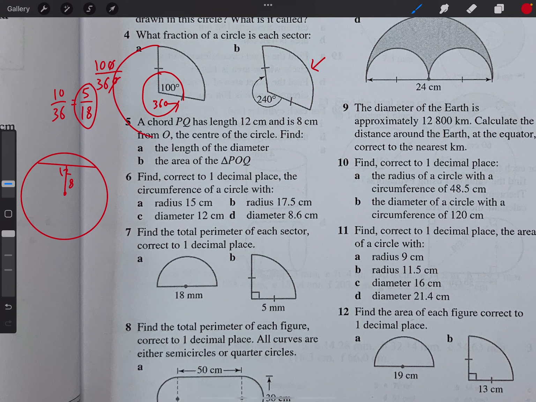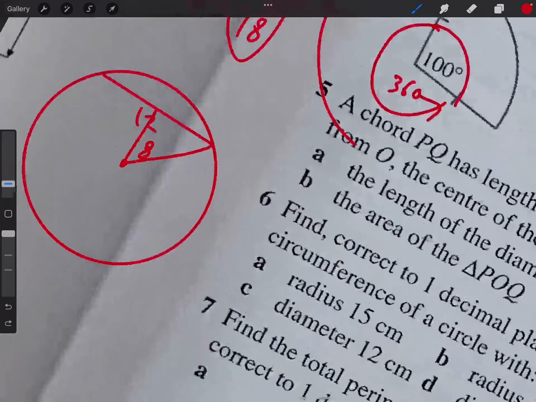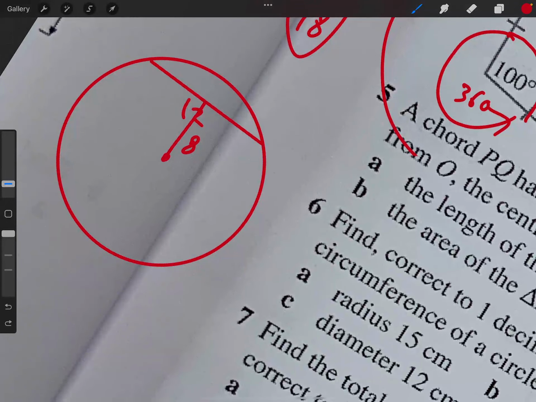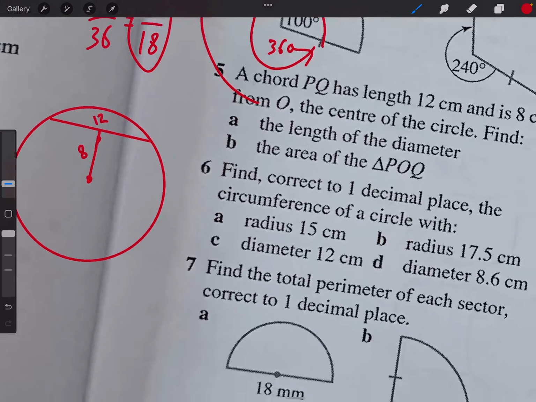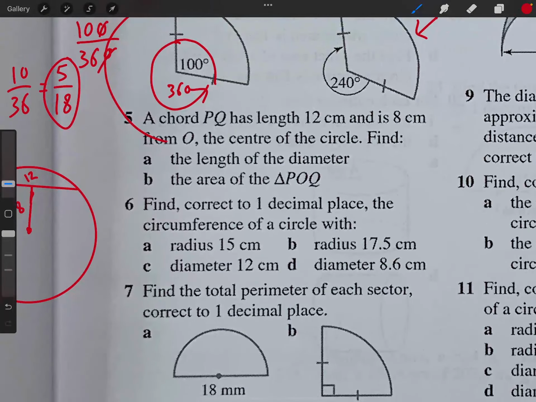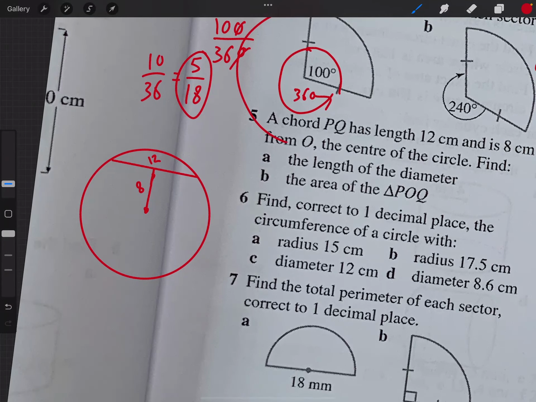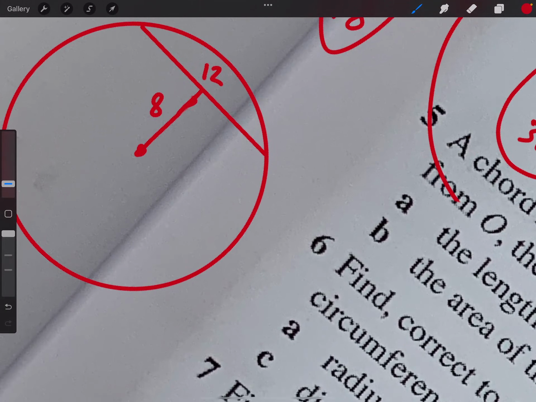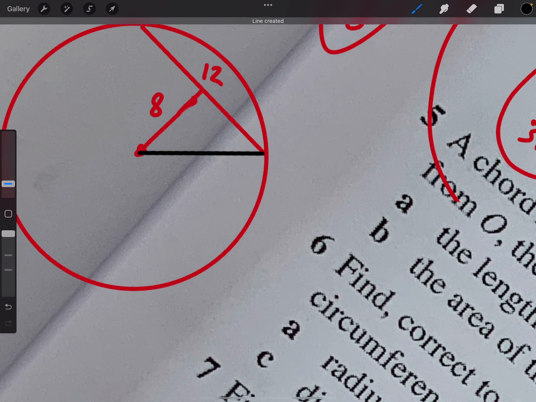Okay, to find the diameter, we need to find the radius. And let's say, so I'm going to redraw this. So this chord is 12 centimeters and the length of this chord from the center is 8 centimeters. That's what it says. The center of the circle. Find the length of the diameter. Alright, so to find diameter, we're going to find the radius. So here is the radius.